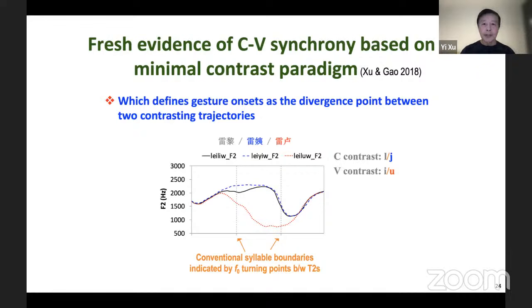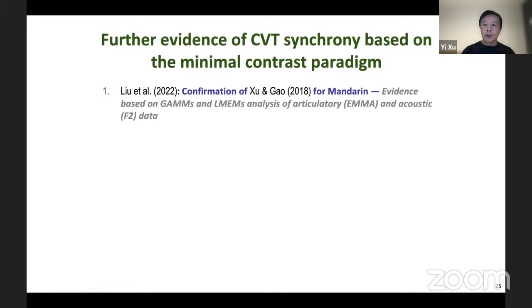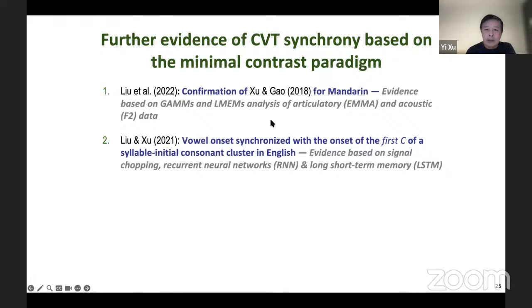After this study, we recently did a series of studies to further verify the data. The first one was published in 2022 by Liu and others. We used evidence based on GAMM analysis and MMM analysis and also Bayesian analysis. This was for confirmation for Mandarin.